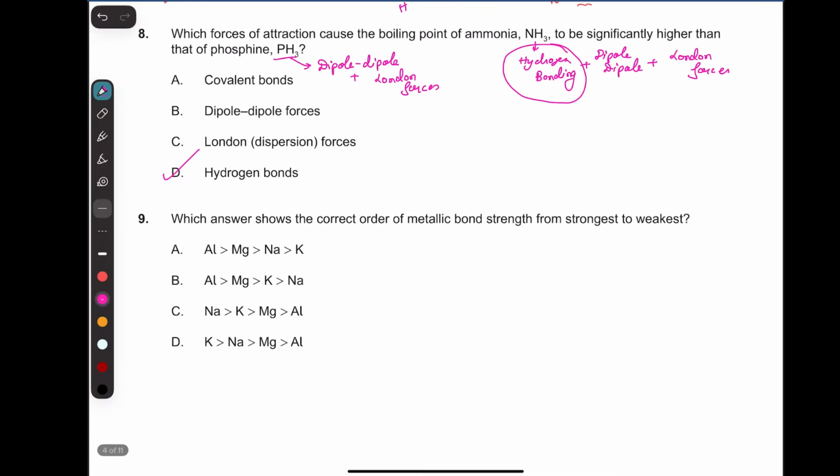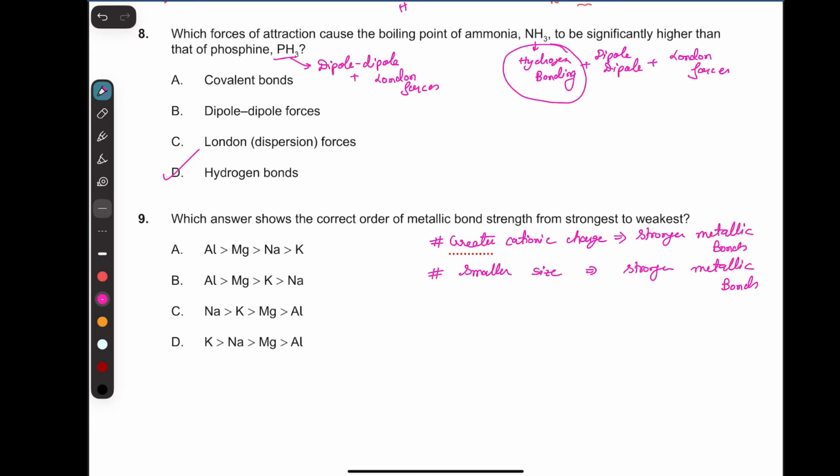Next, which answer shows the correct order of metallic bond strength from strongest to weakest? For metallic bond strength, we need to check two things. First, the charge on the cation, and second, the size of the cation. Greater cation charge means stronger metallic bonds. And then smaller size also means stronger metallic bonds.